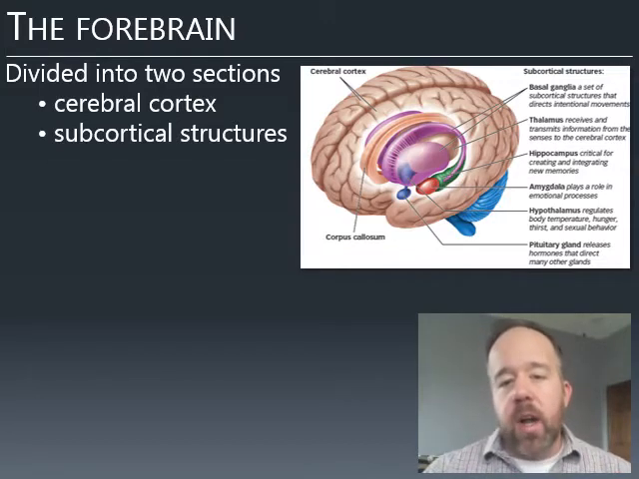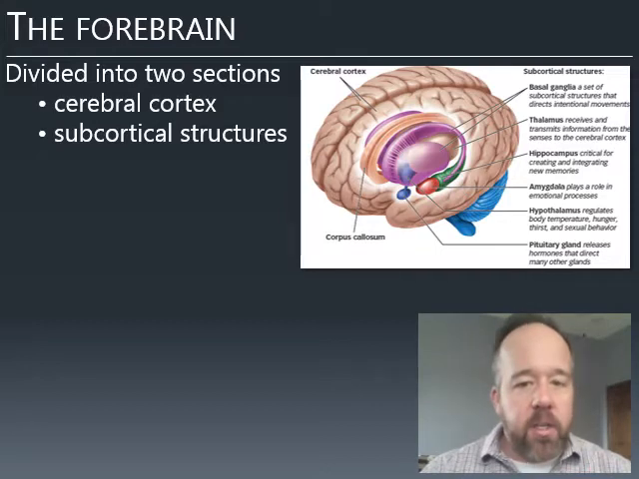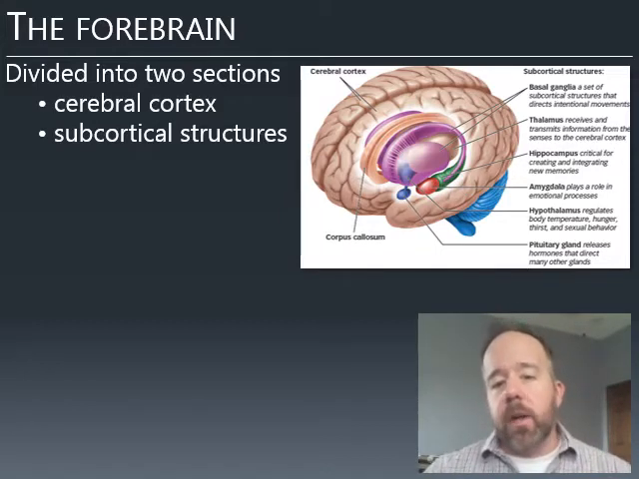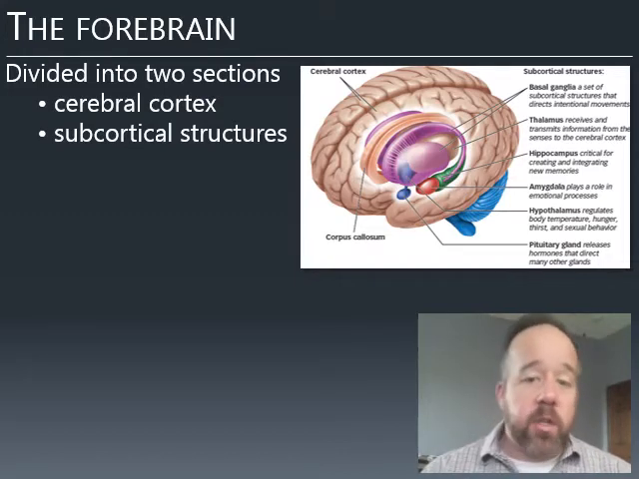And of course these structures are not sitting on top of the cortex. This is a view sort of through the cortex, as if you can see through the cortex into the middle of the brain, which is where the subcortical structures are.